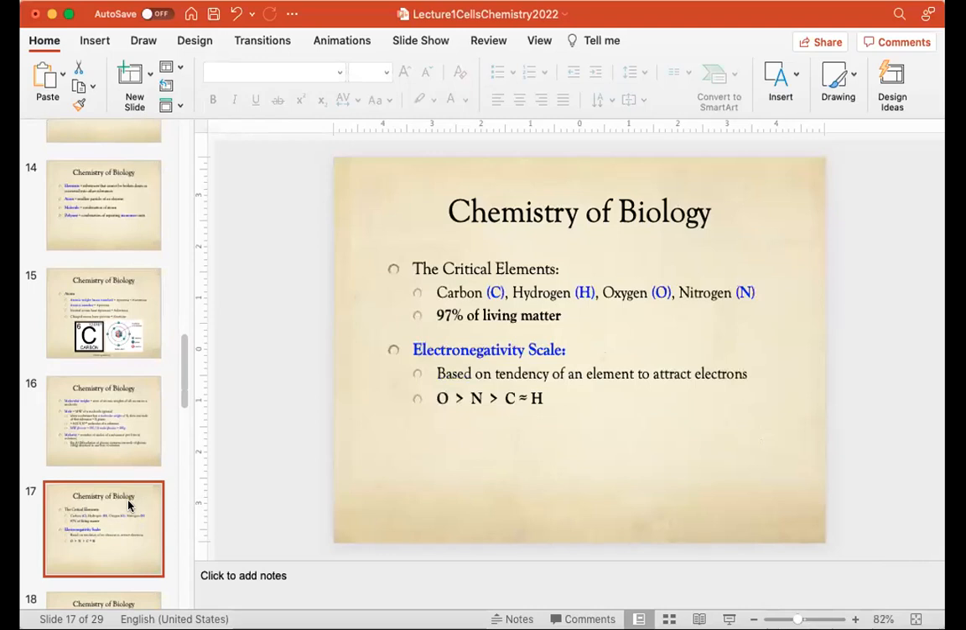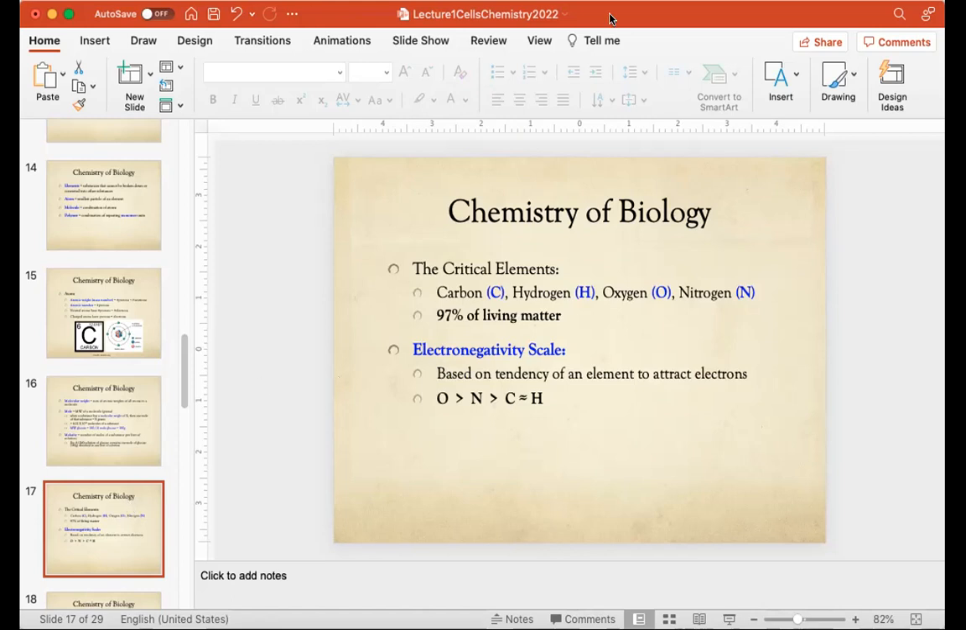Now, one of the nice things about cell biology is that there are really only 4 elements that we deal with the most. There are 4 what I call critical elements in living cells: carbon, hydrogen, oxygen, and nitrogen. If you take all of the living cells on our planet and break them down into all of the different elements that are inside of them, 97% of that material is going to be carbon, hydrogen, oxygen, and nitrogen.